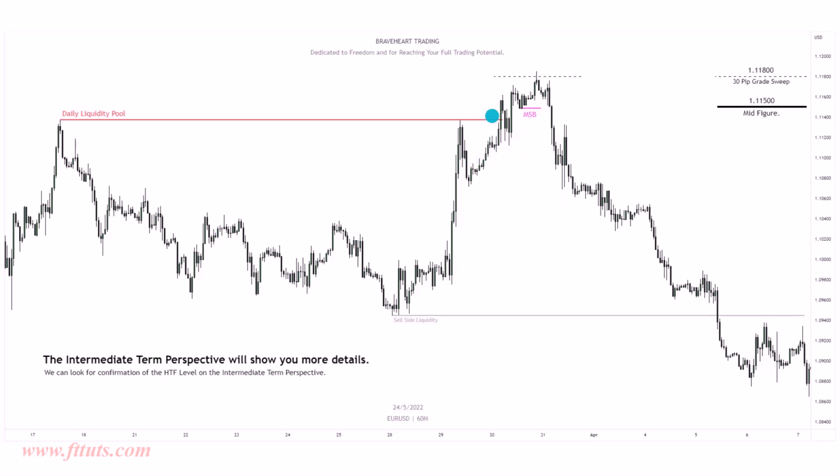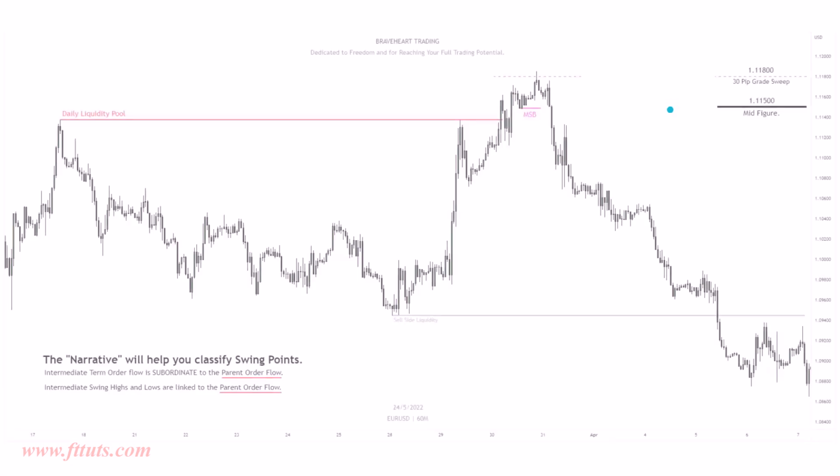Also, when price swept above the liquidity pool here, why didn't these cause the long-term highs? Well, you don't really see a market structure break. This high didn't cause a market structure break. This high did cause a market structure break, and it swept by 30 pips, with displacement as well. So the narrative will help you classify swing points.